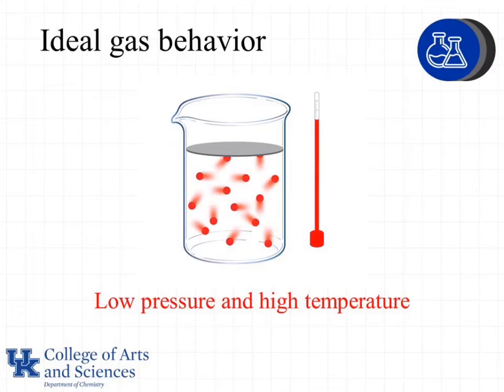So having low pressure, i.e. fewer molecules and molecules farther apart, and high temperature, molecules moving very rapidly, will lead us to the most ideal behavior of a gas.